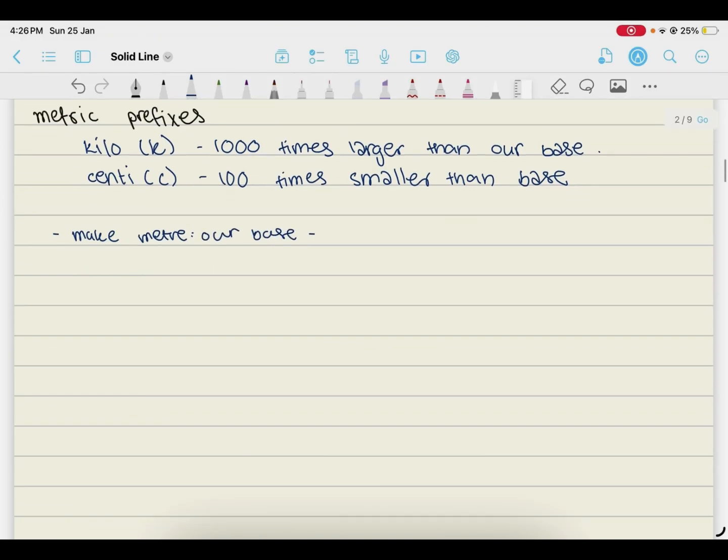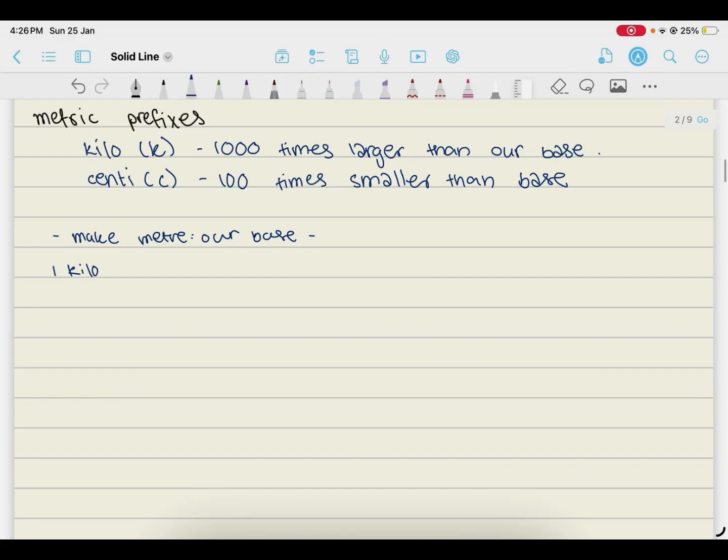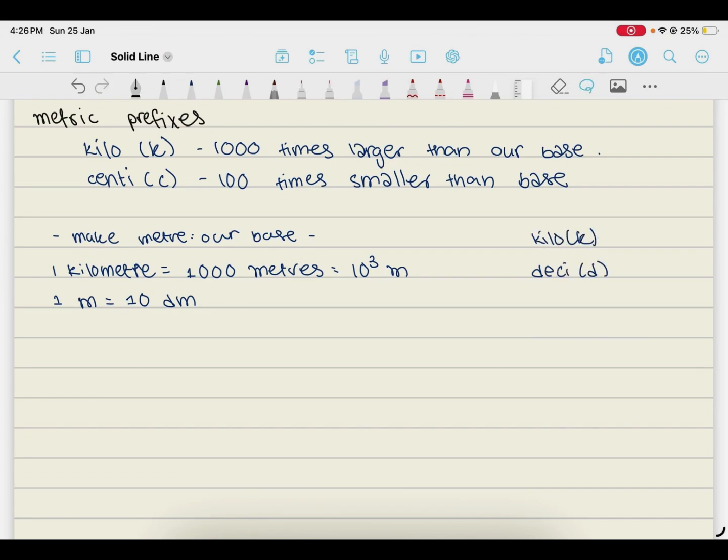Okay? So 1 kilometer is equal to 1,000 meters, which you can also write as 10 to the power 3 meters. Okay? Then comes 1 meter is equal to 10 decimeter. Actually, let's note all the stuff we know. Kilo, k. Okay, let's move this up actually, because here comes our base. Okay, then deci, d, centi, c, milli, m, micro. This is the sign used for micro, okay? And then nano, n.